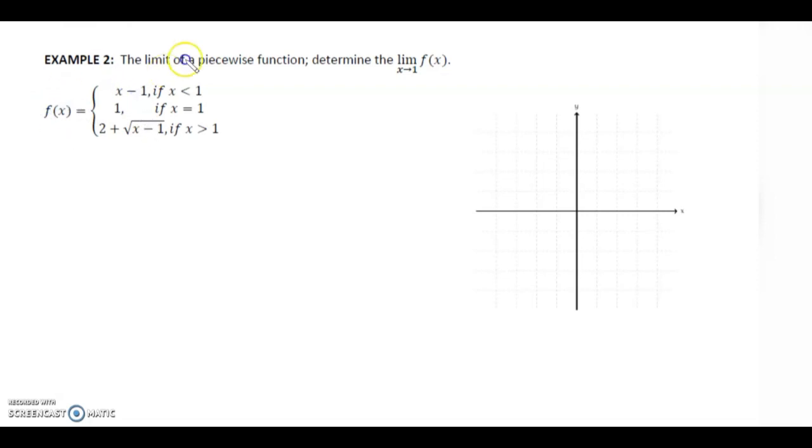Okay, we have x minus 1, which, if we think about it, is linear, right? It's a line, and it's on this certain domain, when x is less than 1. So let's locate 1. When x is less than 1, the slope is 1 and the y-intercept is negative 1. That's what we're looking at here.